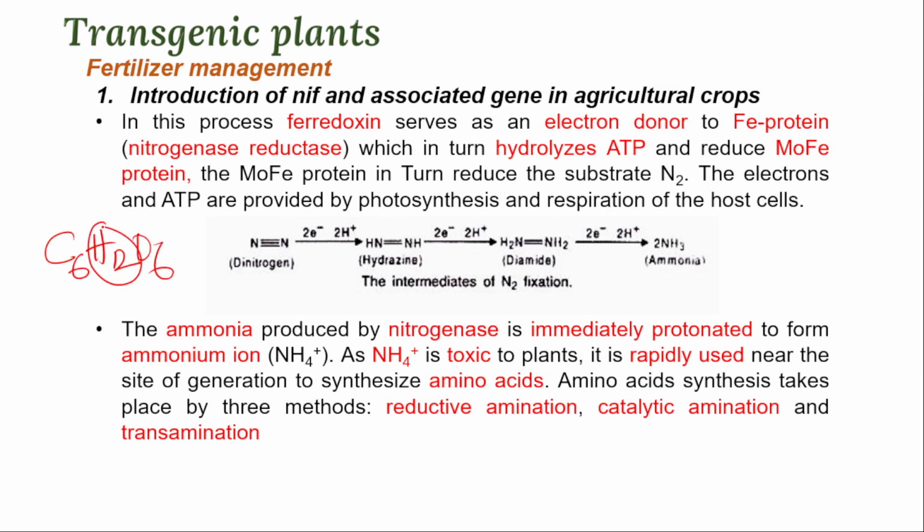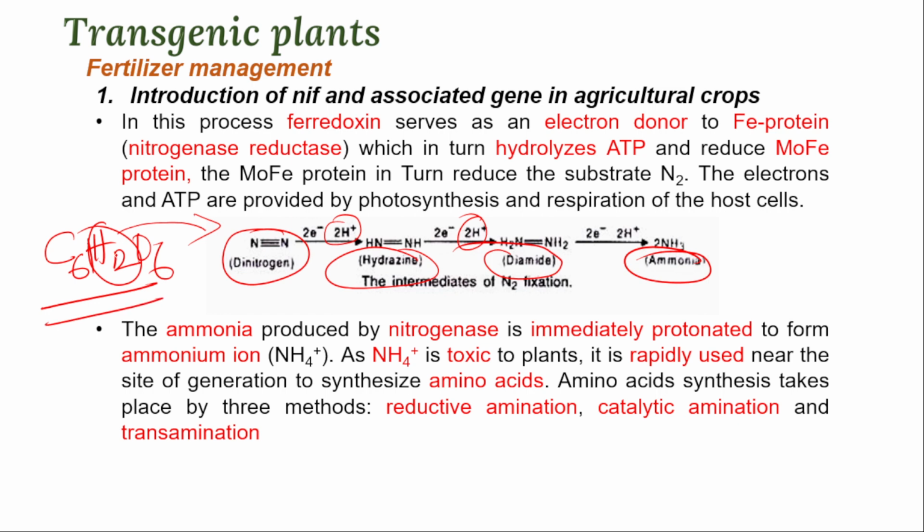From this glucose, this proton will be donated, and then this dinitrogen will convert into diimide because of two proton donations. Again, one more proton donation will convert that into hydrazine. Again, hydrazine will convert into ammonia, by utilizing the energy and protons from the glucose here.